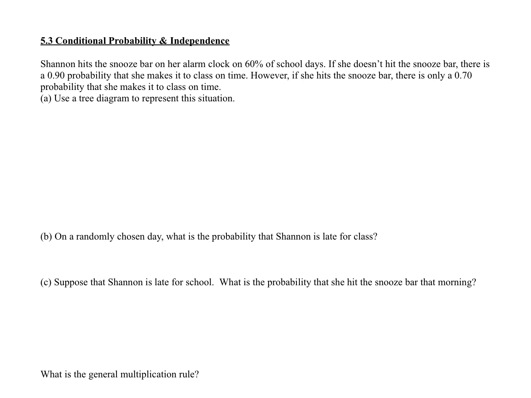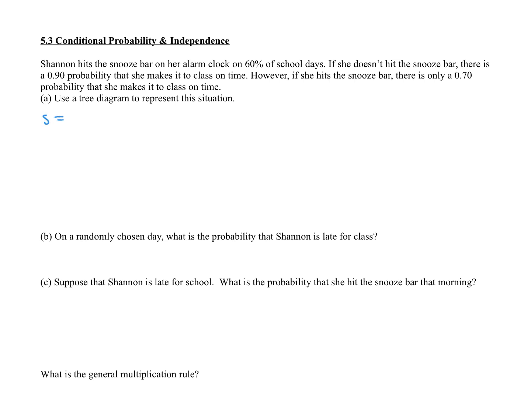Shannon hits the snooze bar on her alarm clock on 60% of school days. If she doesn't hit snooze, there is a 0.9 probability she will make it to class on time. However, if she does hit snooze, there is only a 0.7 probability that she makes it to class on time. Use a tree diagram to represent the situation. It is very important that you define variables and that you can write this information in probability notation before you do anything else.